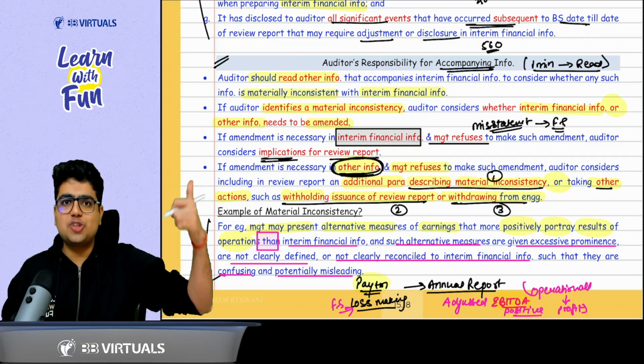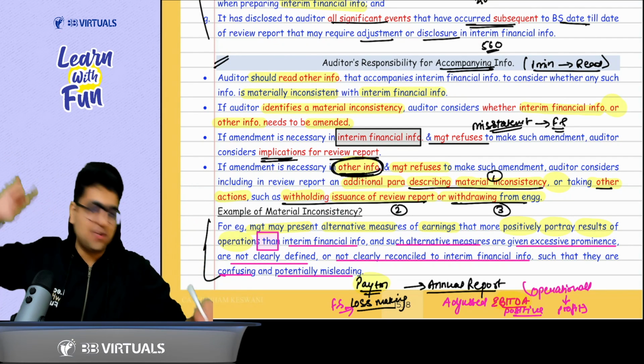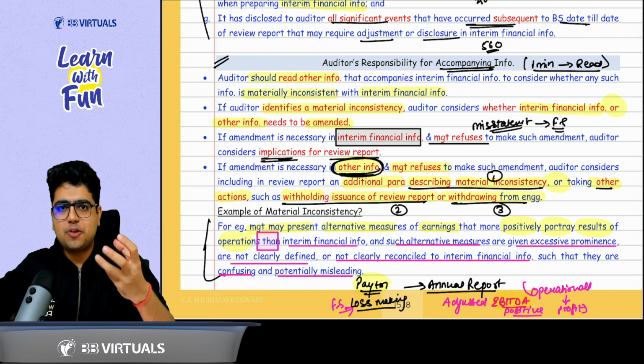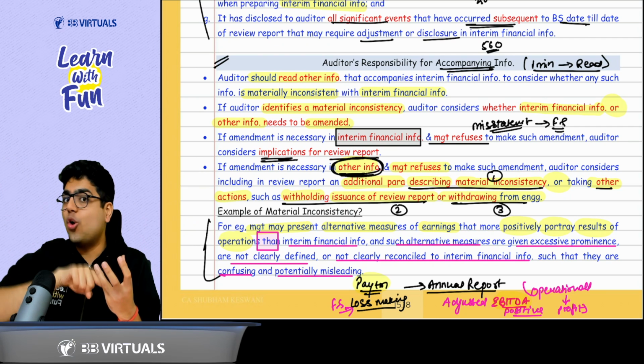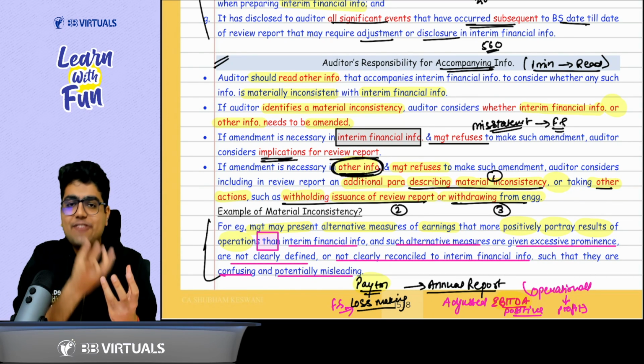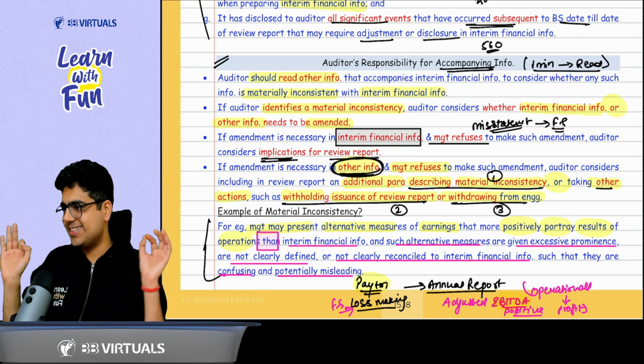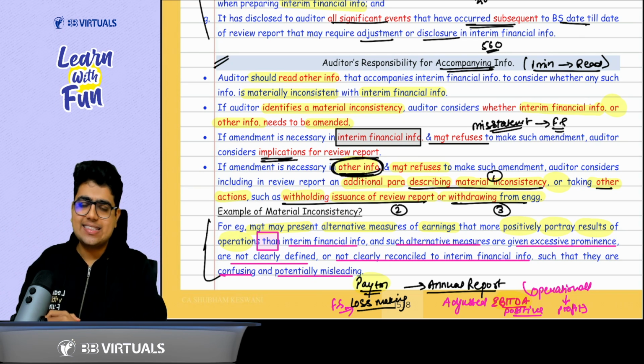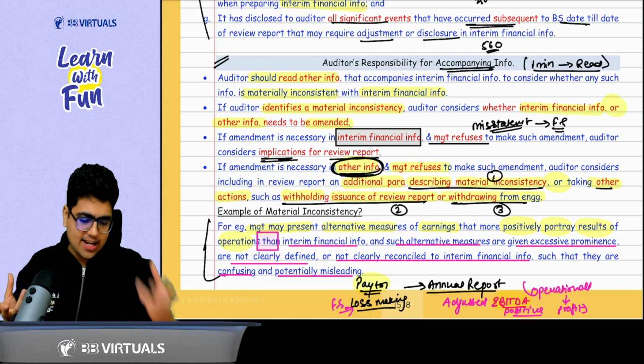What is the SA of this topic? SA 720. That is your annual report. Whenever you get the other information, that is the annual report, am I required to audit it? No, sir. You are just required to read it. Just read it to see whether there is any material inconsistency between the financial information and the annual report.